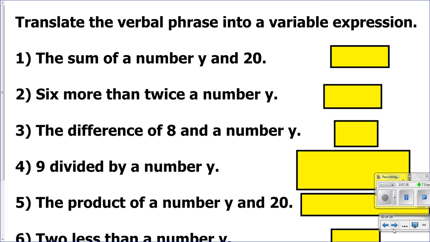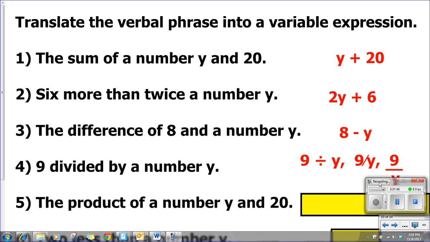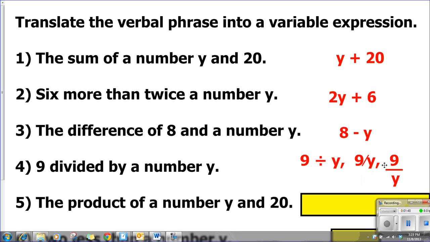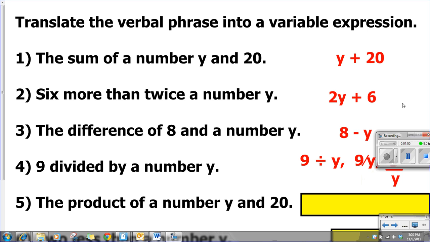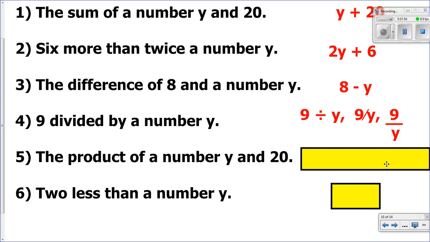Okay. Now the sum of a number y and 20 would just simply be y plus 20. 6 more than twice a number would be 2y, this is twice number y, plus 6. The difference of 8 and a number y. 9 divided by number y could be written any one of these ways: 9 divided by y, 9 slash y, 9 over y. Those all mean division.